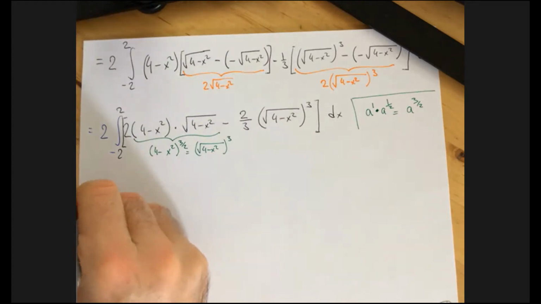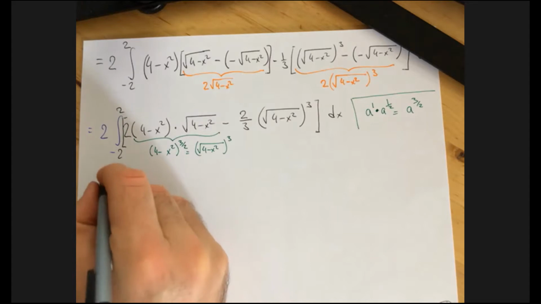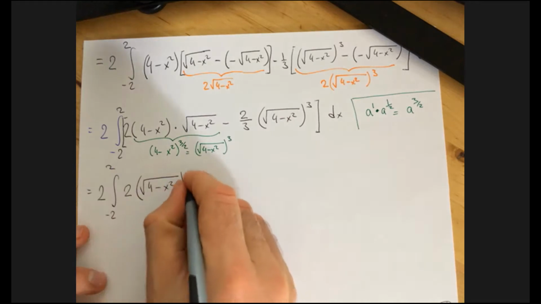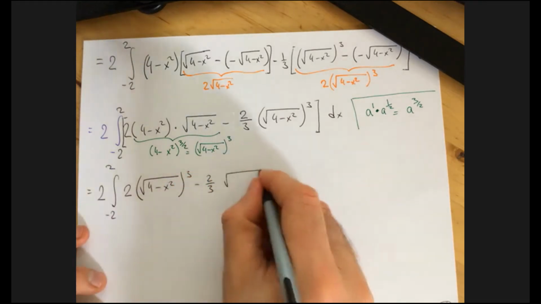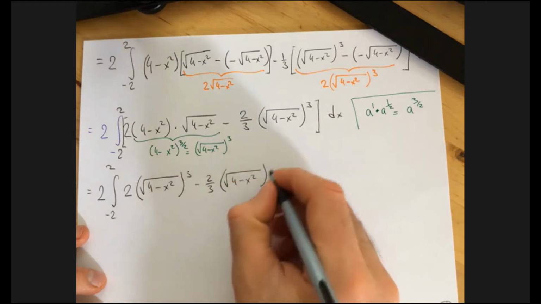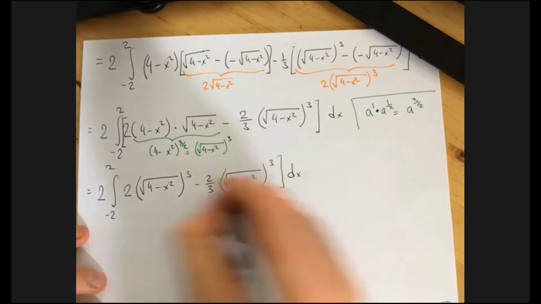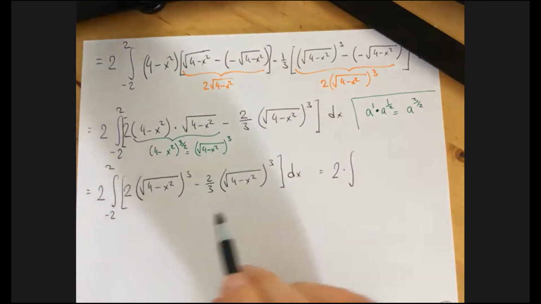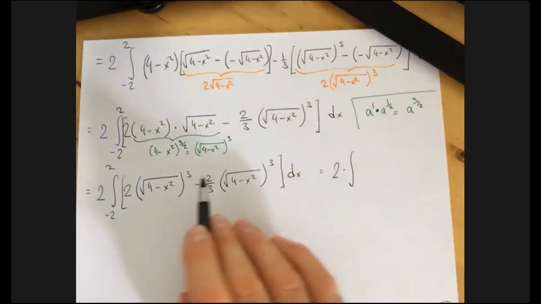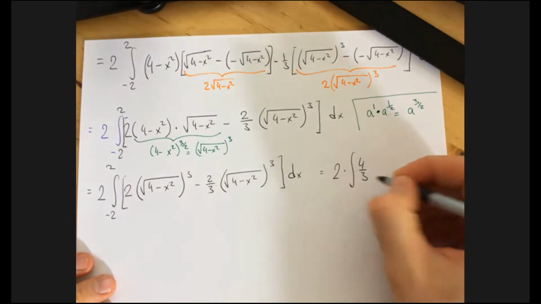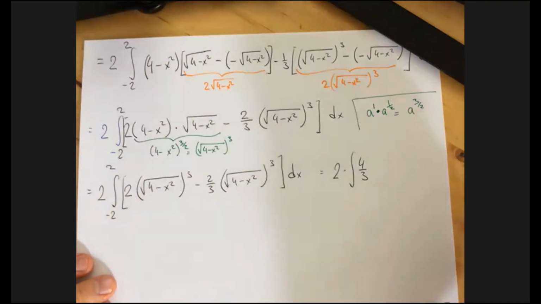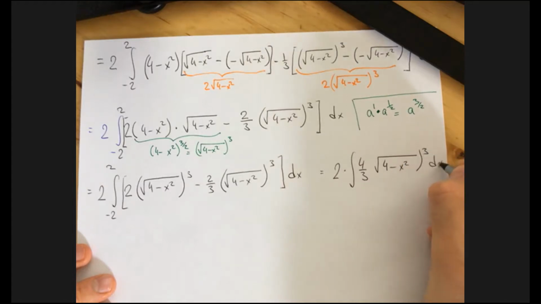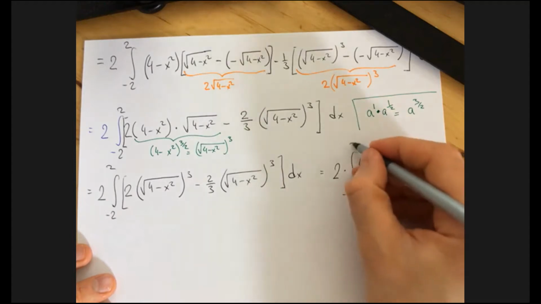Okay, so that's 2 times the integral from negative 2 to 2 of 2 times the square root of 4 minus x squared cubed minus 2/3 square root of 4 minus x squared cubed dx, which is equal to 2 times the integral of 2 minus 2/3, which is 6 minus 2, 4 over 3, times 4/3, right? 6 minus 2 is 4/3 square root of 4 minus x squared cubed dx from negative 2 to 2.